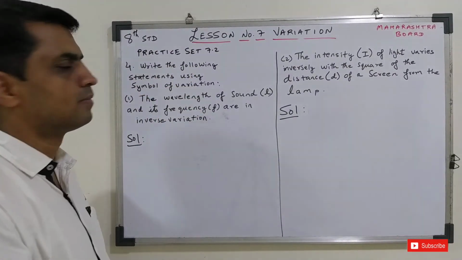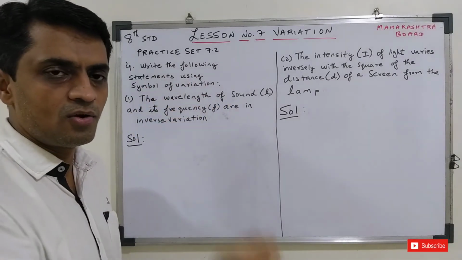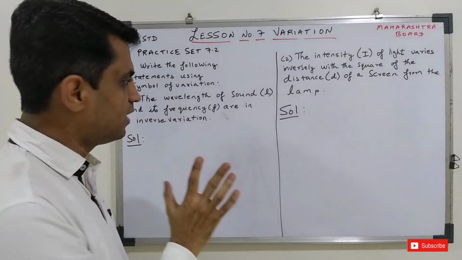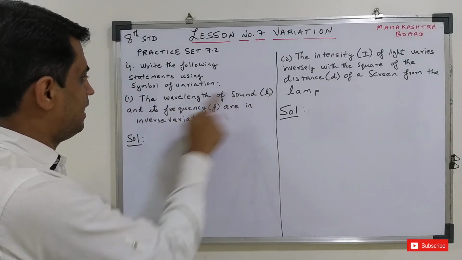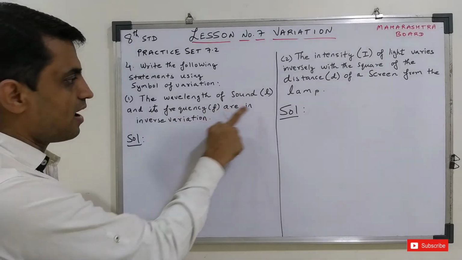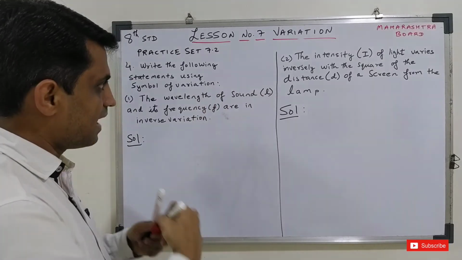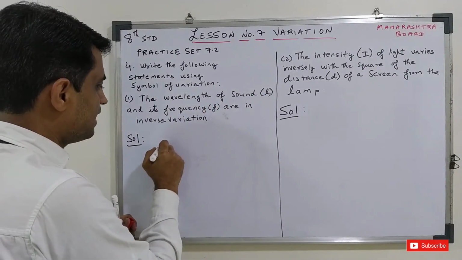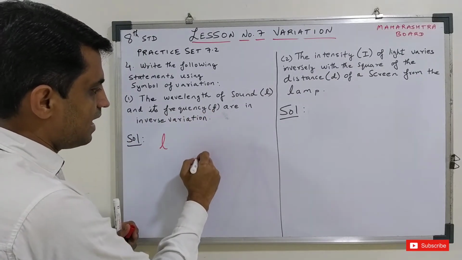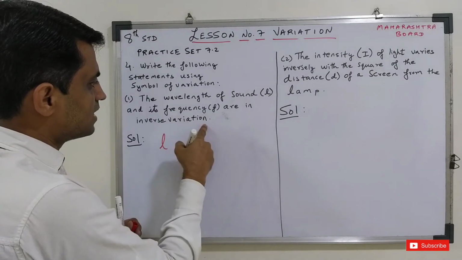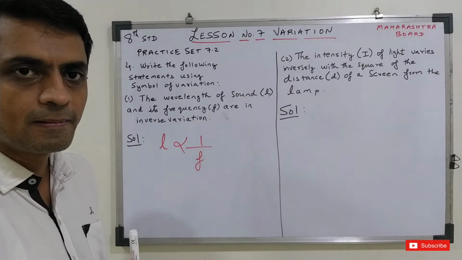Fourth sum. Very easy. Write the following statement using the symbol of variation. You just have to write the symbol. There is no need of solving. Now everything is given here. The wavelength of the sound L and its frequency F are in inverse variation. So wavelength stands for L, and its frequency F. I am writing with a red marker. They are in inverse variation. That's it.